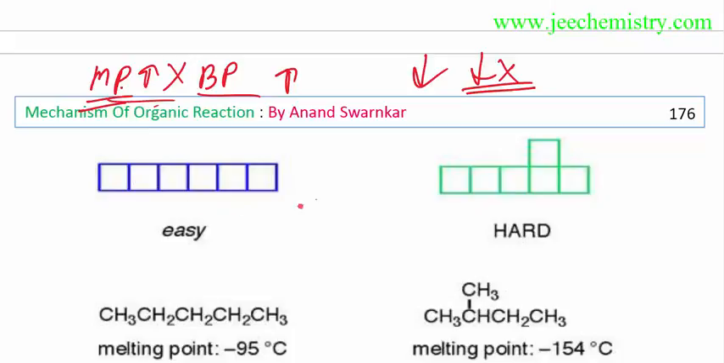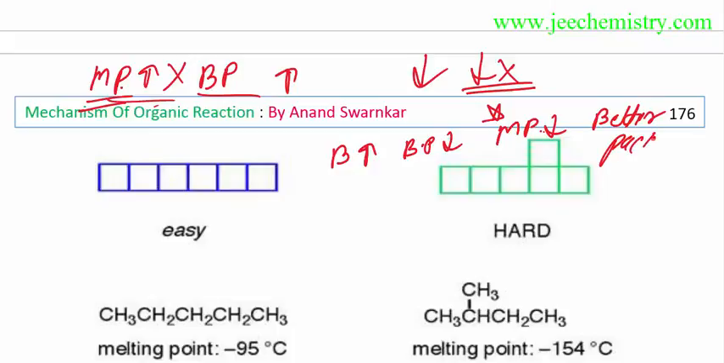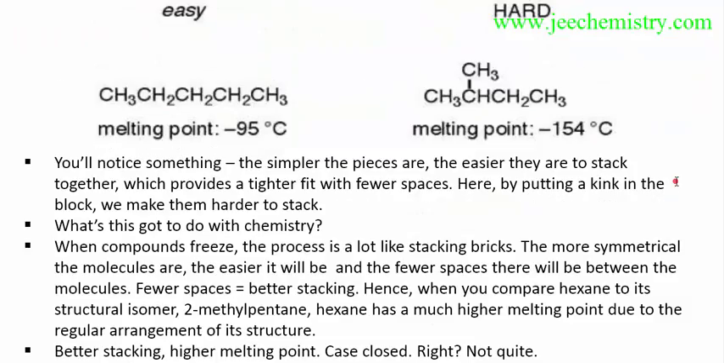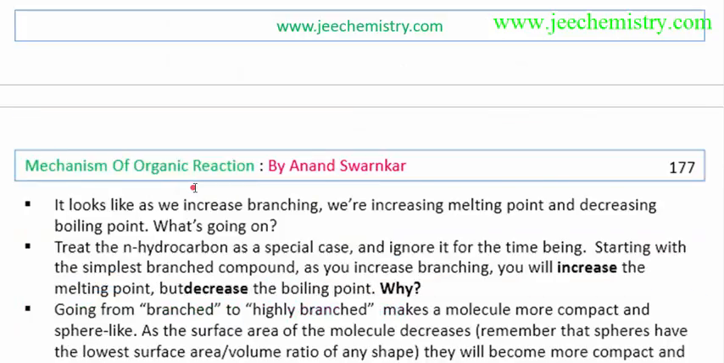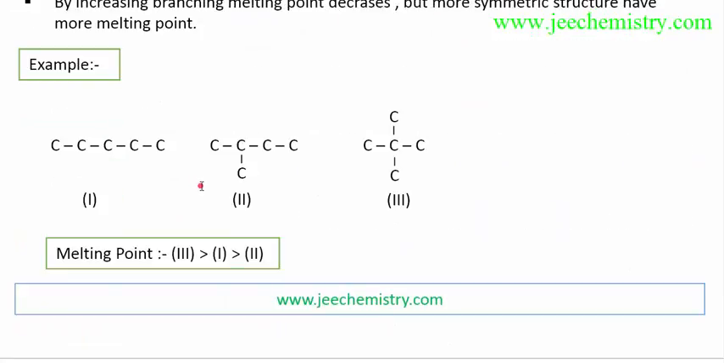As the branching increases, the boiling point decreases, and the melting point also decreases. But if better packing is there, then the melting point will be higher. Suppose such a type of compound, in this example. This is straight, and this has a higher melting point.